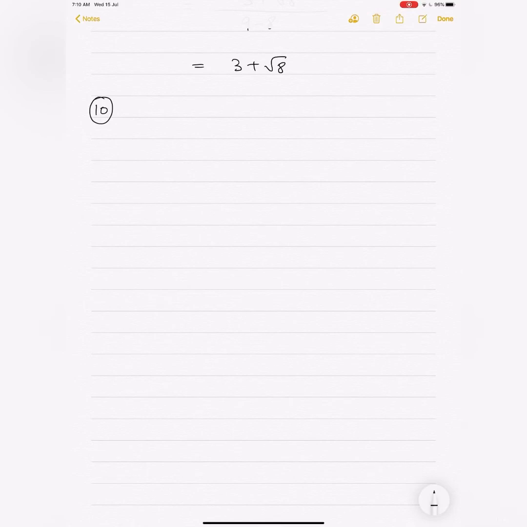This one is a little challenging problem. So we are given, you have to rationalize, but what's the difference this time? You have to rationalize when there are 3 terms now, root 3 minus root 2 plus 1. So how are we going to rationalize this?